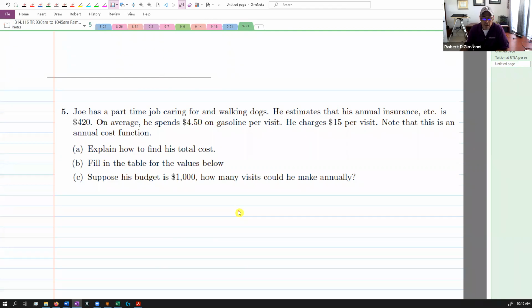All right, he estimates that his annual, which means yearly, insurance is $420. So with this job, Joe has to have insurance in case he's walking the dog and it gets off the leash and gets run over by a car and the person sues Joe, right? He has to have insurance to cover in case something bad happens. So he's got to pay $420 a year out of his pocket just to run his business. Make sense?